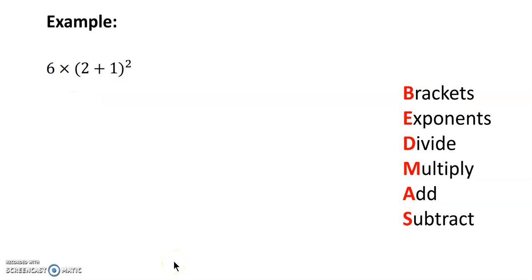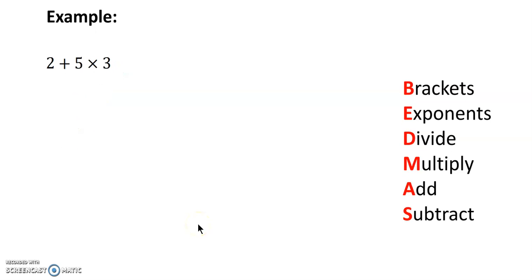For the next example, we have 6 times (2 plus 1) all squared. So what's in brackets has to be done before we can do anything with that exponent. So we're going to add 2 plus 1 is 3. Now that's going to be squared times 6. Now we can go to the exponents. 3 squared is equal to 9 times 6. And 6 times 9 is 54.